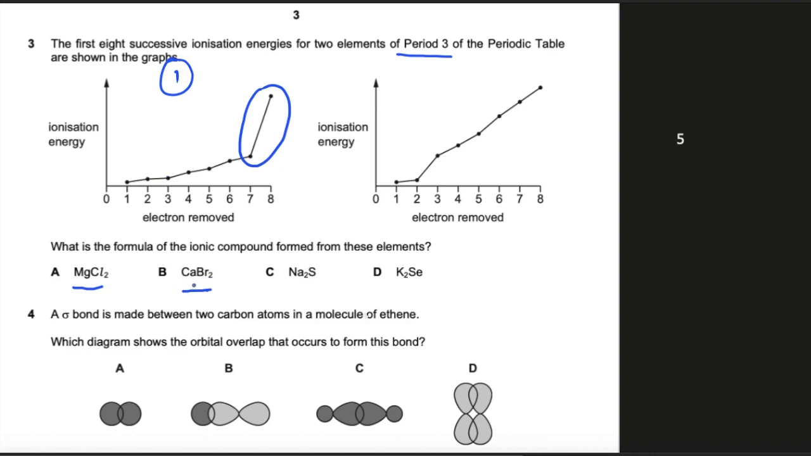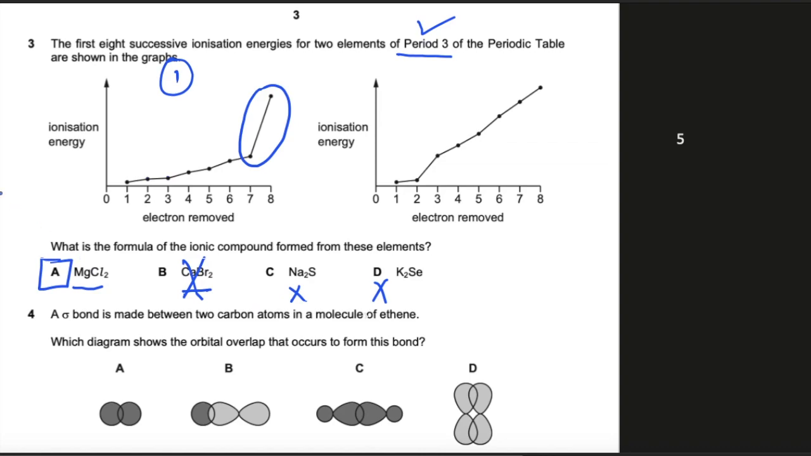But I will not select calcium bromide because in the question he told me that both elements belong to the third period and calcium belongs to the fourth period. So I will not select option B. C and D are also wrong because there is no group 7 element in options C and D. So only option A is left, and you can see the group 7.